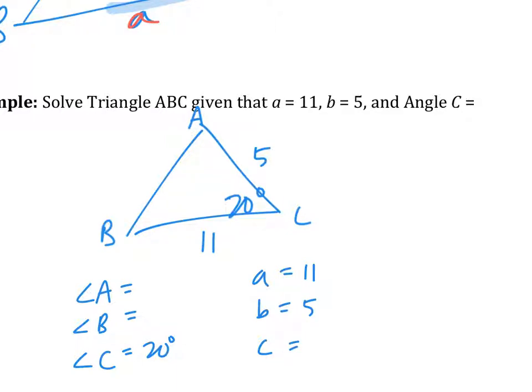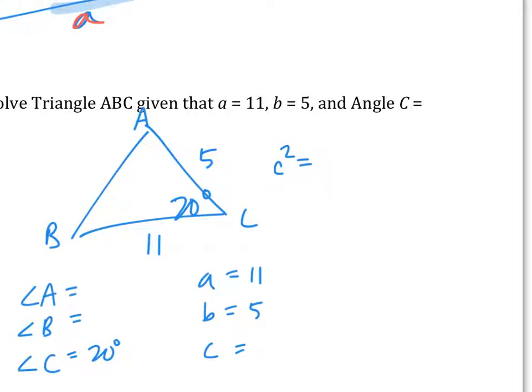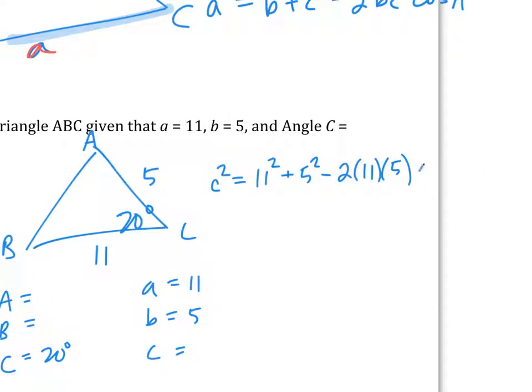Okay, how do we set up this equation for law of cosine? We know A, B, C squared. C squared is equal to 11 squared plus 5 squared, minus 2 times 11 times 5, cosine 20. Okay, good. All right, now let's think about this equation.